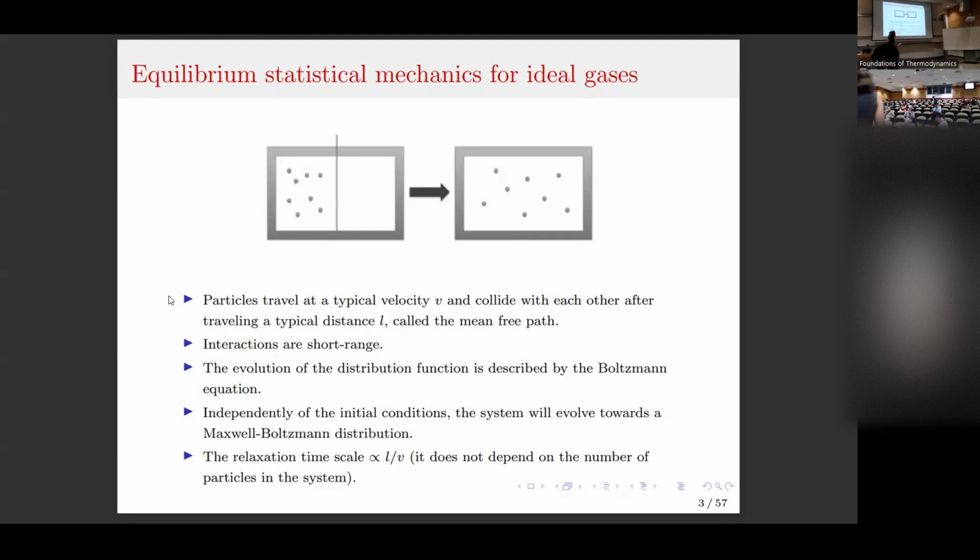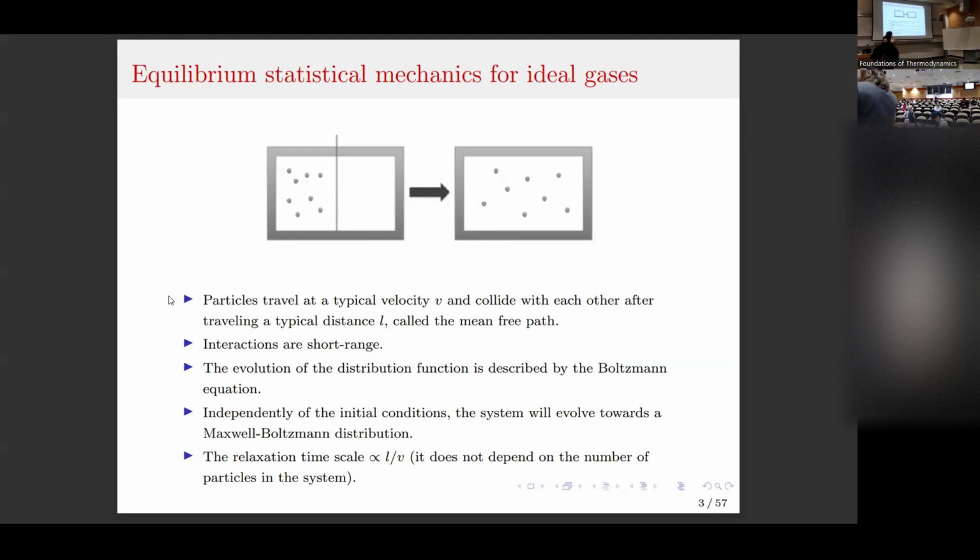And then we can also have some nice properties here. So we know that the particles will travel at a typical velocity, v, and will collide with each other after traveling a typical distance, L, that is called the mean free path. The interactions here are supposed to be short range, right? Which means we are neglecting the effect of long range forces like gravity or the Coulomb force. Also, the evolution of the distribution function is described by the Boltzmann equation. We will hear more details about the Boltzmann equation tomorrow.